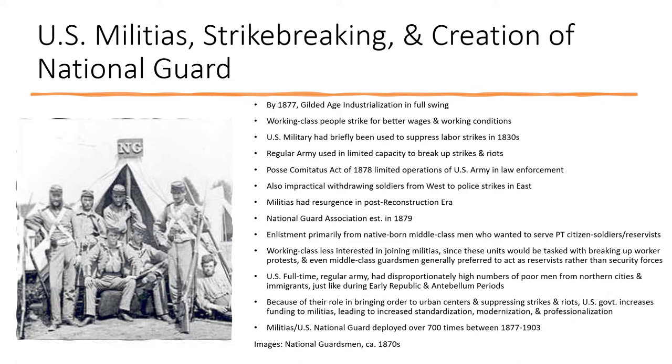Initially, the regular army was used to break up strikes and riots, but the Posse Comitatus Act of 1878, which was actually an act that was part of the post-Reconstruction South, was designed to limit the operations of the U.S. Army and law enforcement. This was a reaction to how the U.S. Army had been used to enforce the Reconstruction Acts. But the Posse Comitatus Act also limited the U.S. Army's operations to break up strikes as well. This would mean that it would instead have to be handled by militias, state militias.